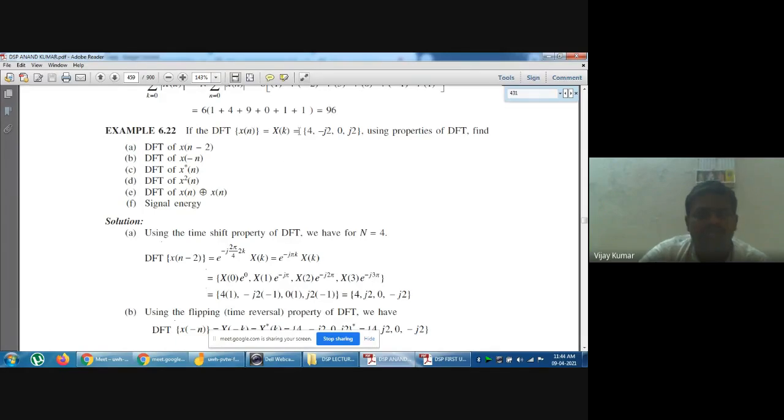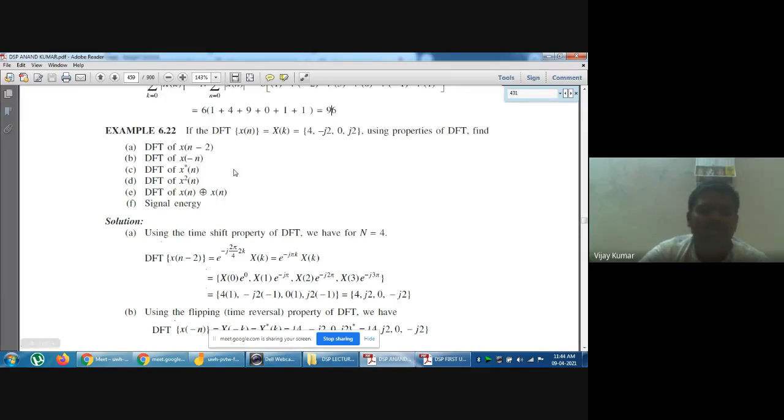So what is X of 0, k equal to 0? 4. The first value will be 4. What is the second value? X of k equal to 1 is minus 2j. e power minus j pi is minus 1. So minus 2j into minus 1 is 2j. Next, X of k equal to 2 is 0, so 0 into any value is 0. Next, X of k equal to 3 is 2j. e power minus j 3 pi means again minus 1, so 2j into minus 1. What you will get: 4, 2j, 0, minus 2j.